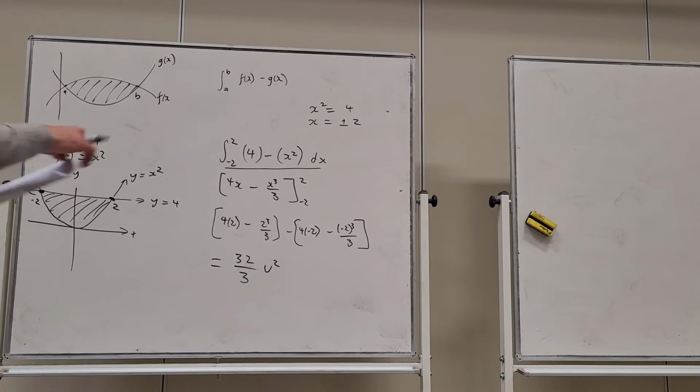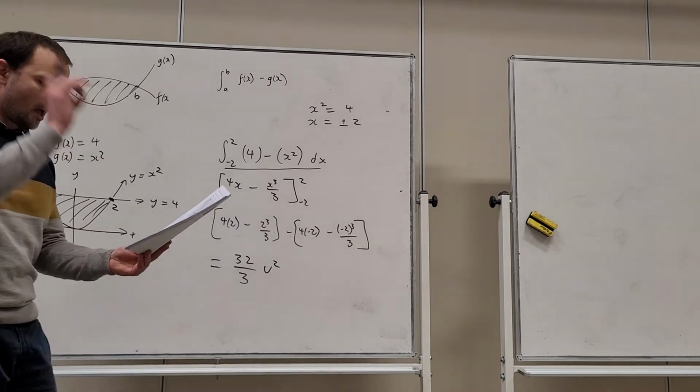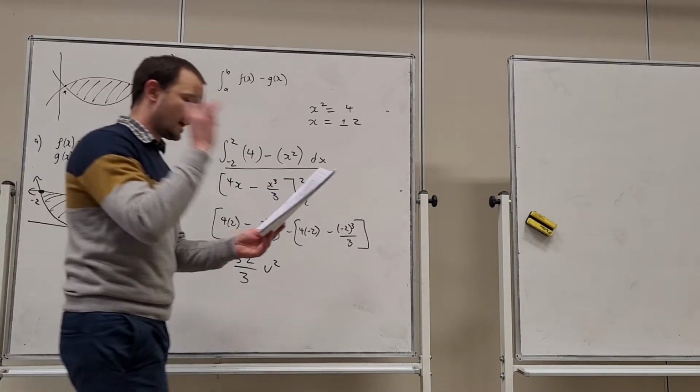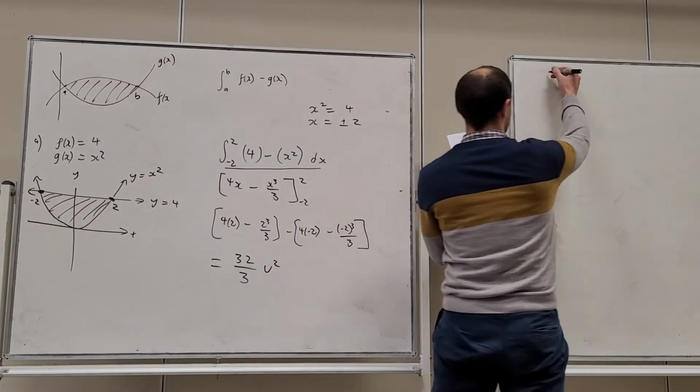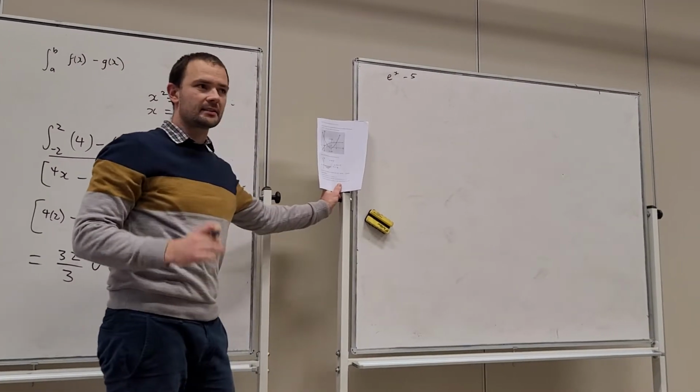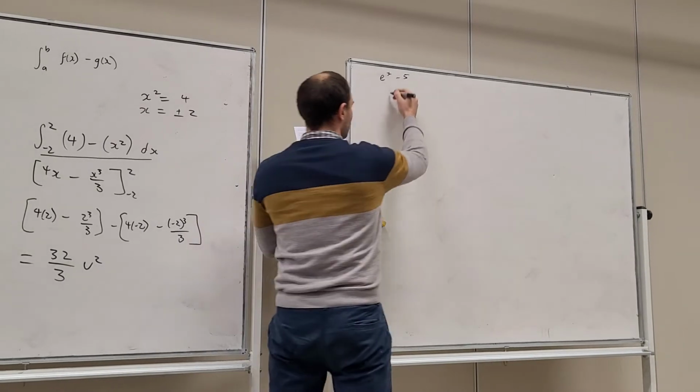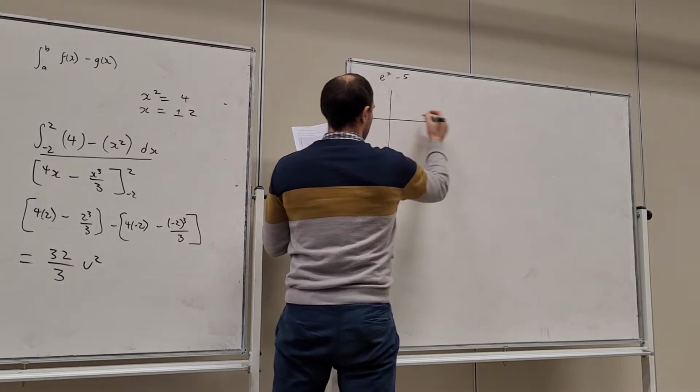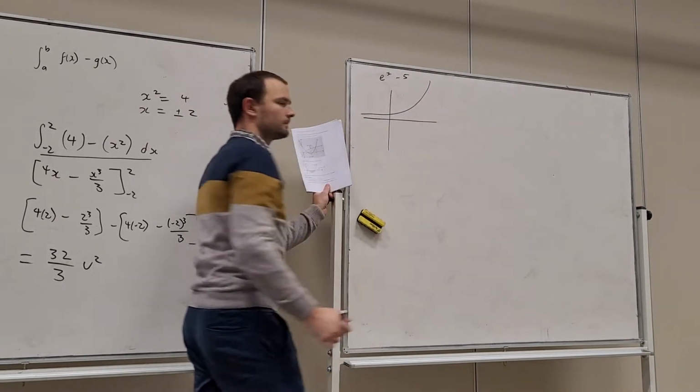Question 2. Find the area enclosed by the y-axis, the x-axis, and the function e to the x take 5. So if we graph this function, e to the x take away 5, well we know, right, here's my Cartesian plane. E to the x is like this.